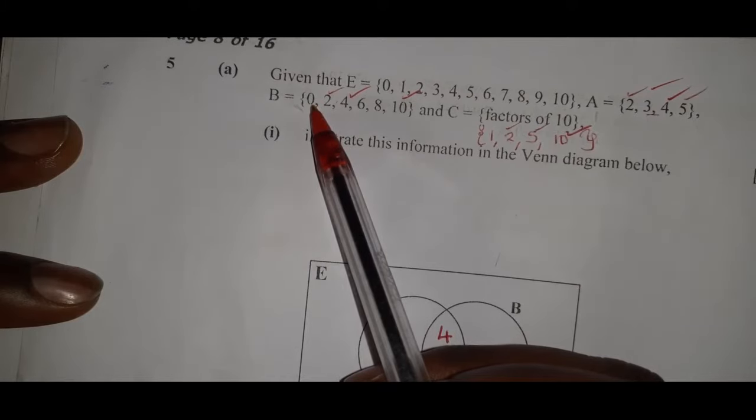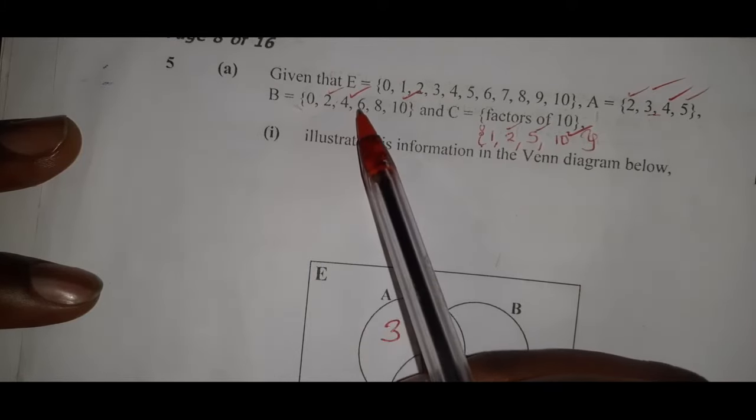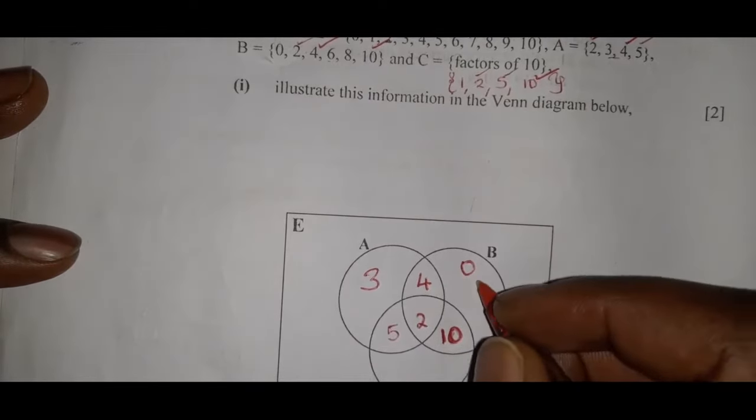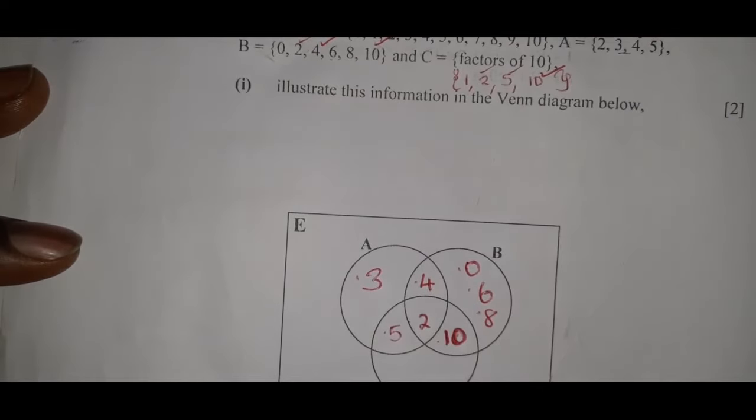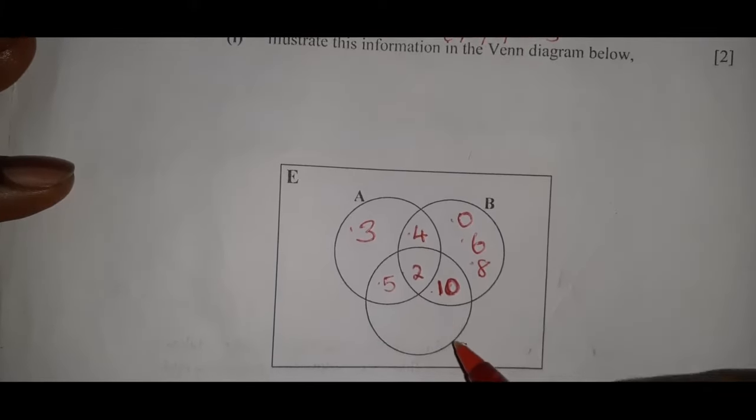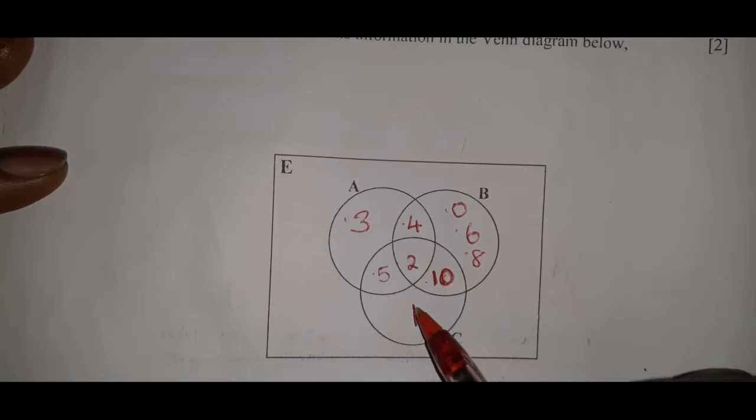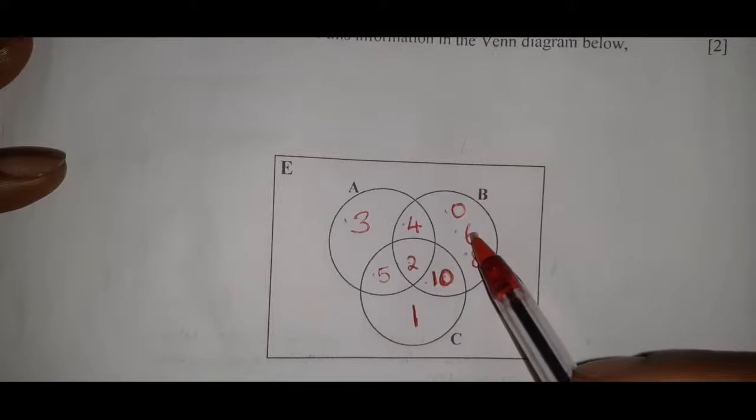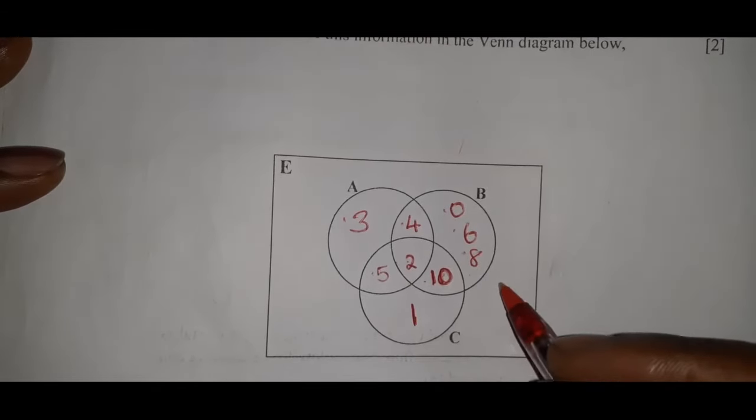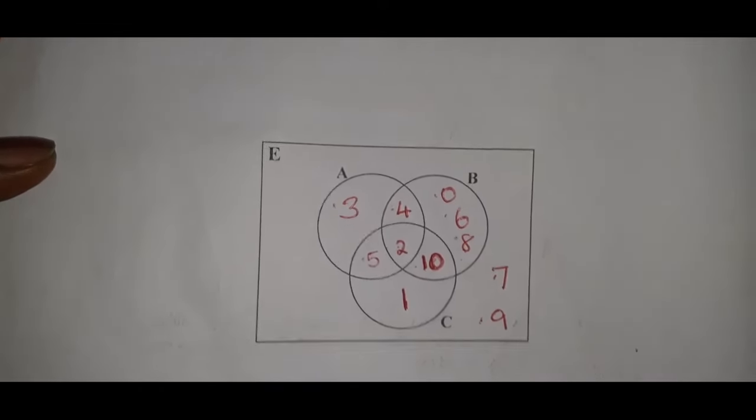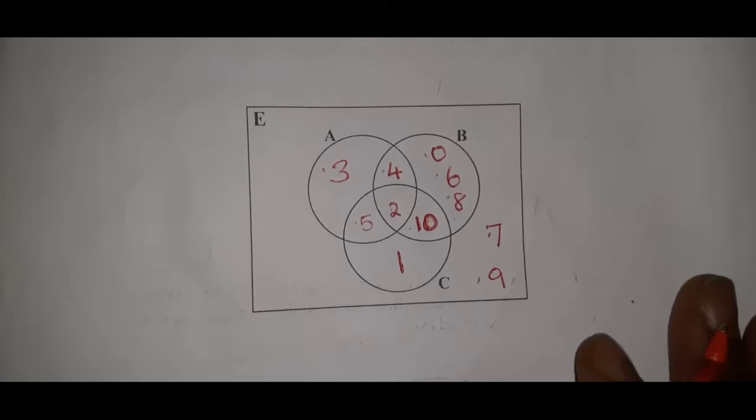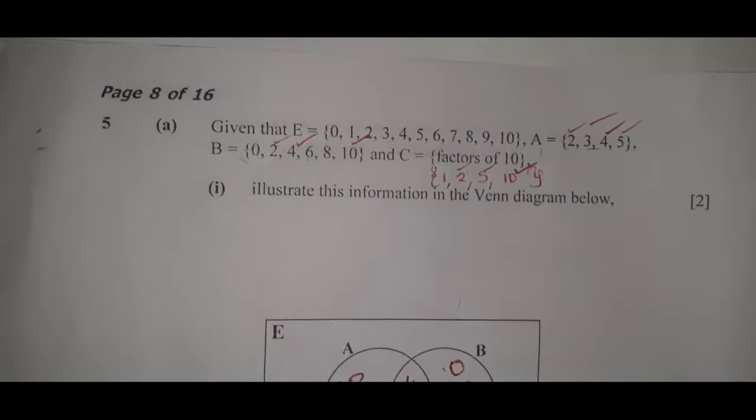If you look at B, what is remaining? What is remaining is 0, 6, and 8. So it is remaining there. Then C, what is remaining is 1. So we have 1, 2, 3, 4, 5, 6, 7 is not here, but is there in the universal set, so 7 must be. 8, 9 is also, so this is how the Venn diagram is supposed to be.